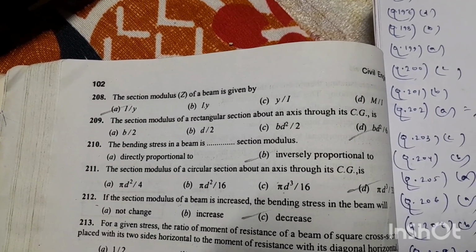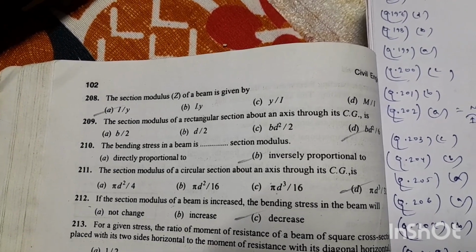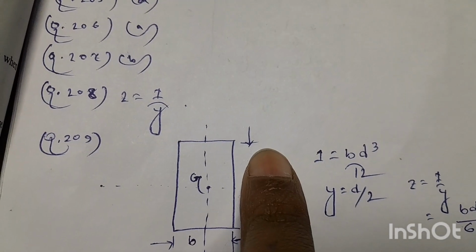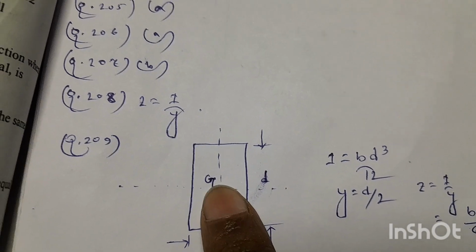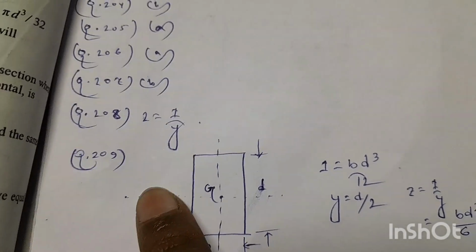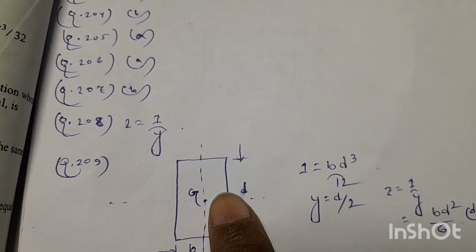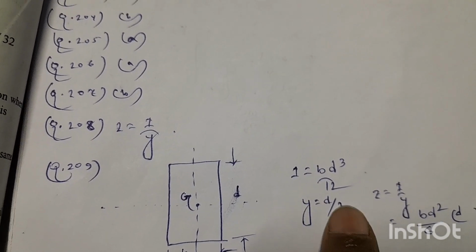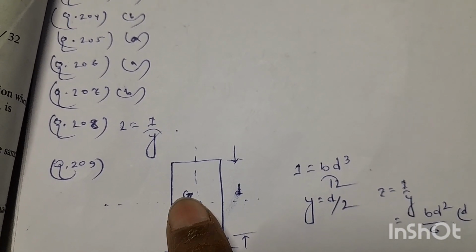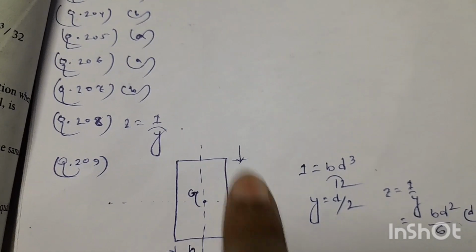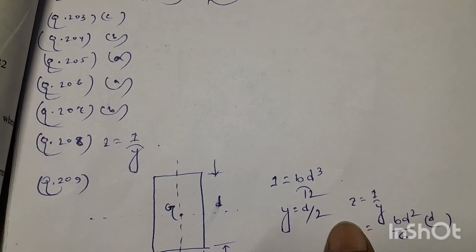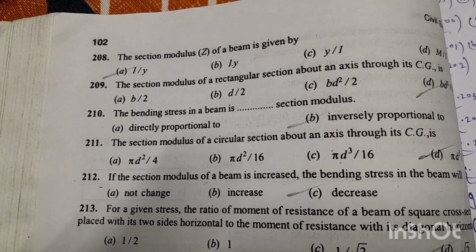Next, question 209. The section modulus of a rectangular section about an axis through its CG is. This is a rectangular section, breadth B and depth D. This is the center point or centroid of the section. So we know the moment of inertia I will be BD cube by 12 and Y, which is the distance between the CG of the section and the extreme fiber, is D by 2, and Z is equal to I by Y, which will be equal to BD square by 6. So for question number 209, option D is the right answer.